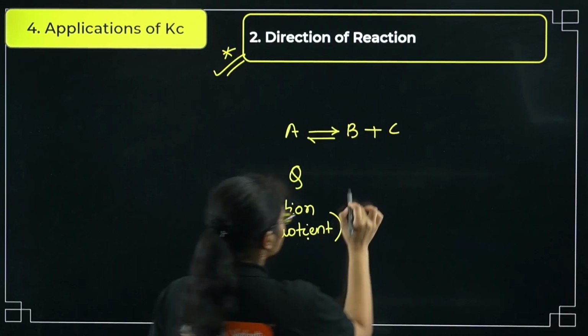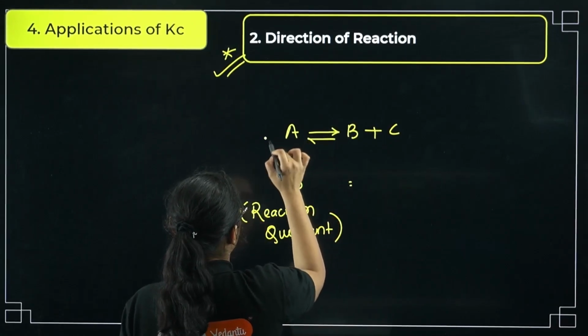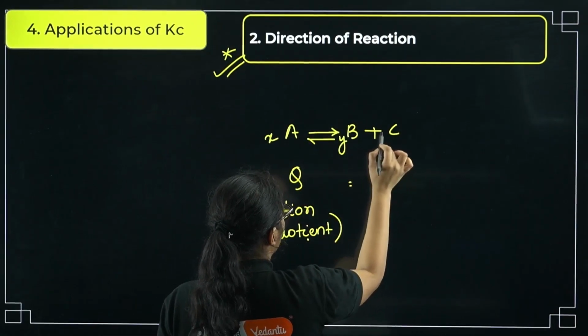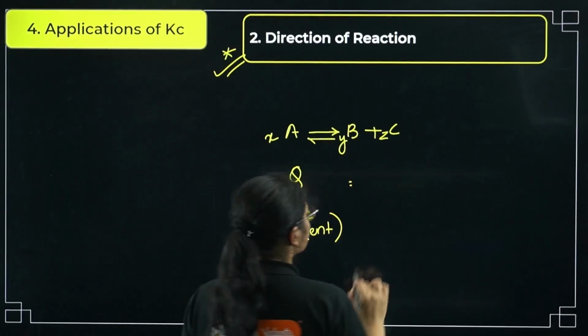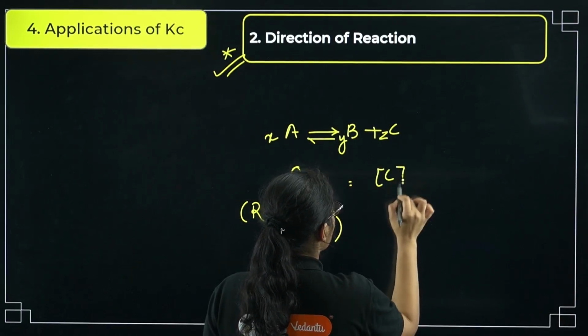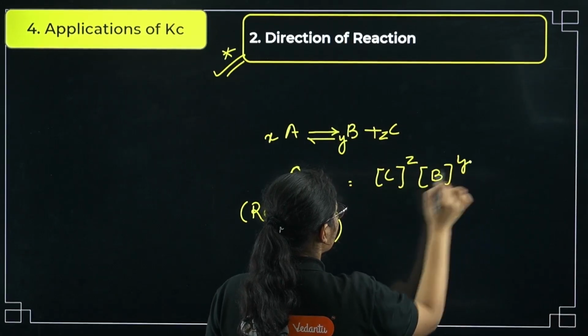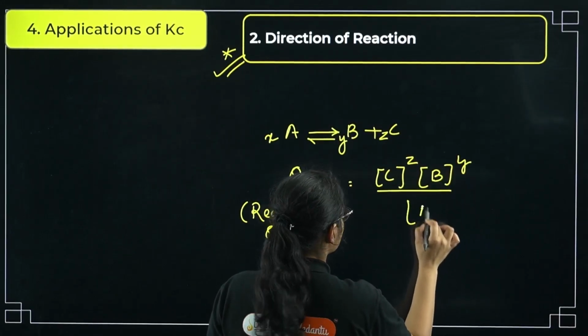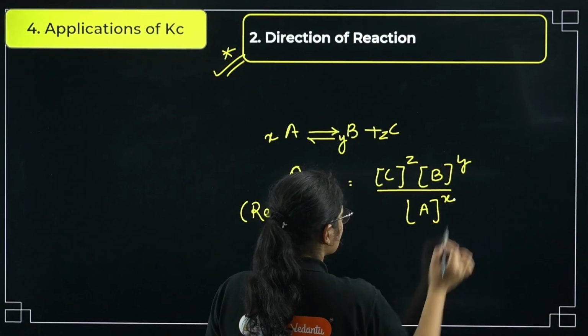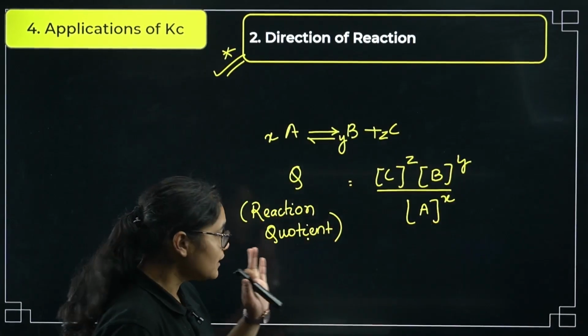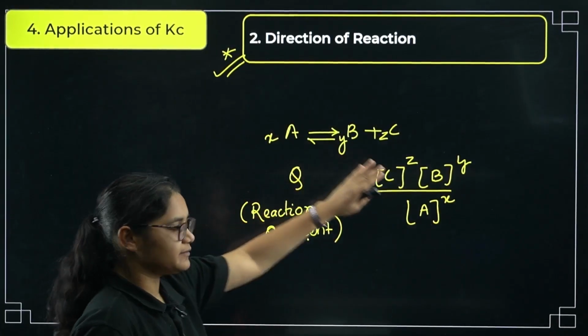Okay, and Q is equal to, suppose I'm writing like X, Y, and Z. So Q will be equal to C to the power of Z, then you have B to the power of Y, and then you have A to the power of X, right? Now what happens? You have to find this value of Q.